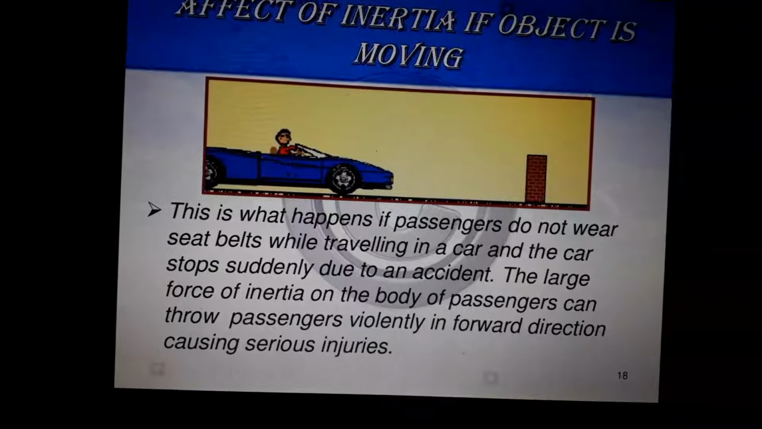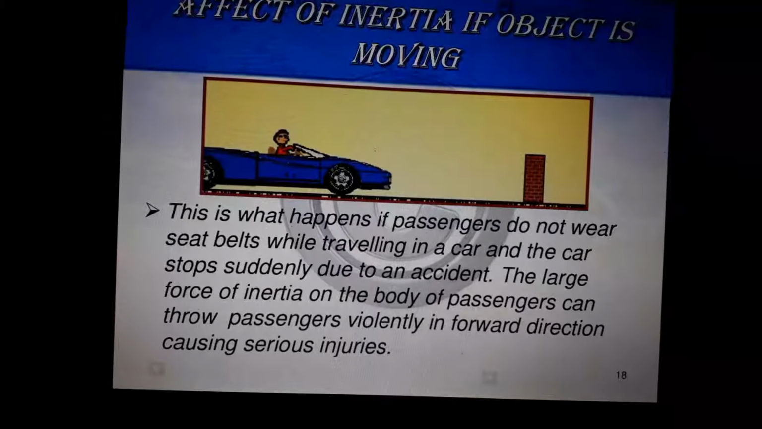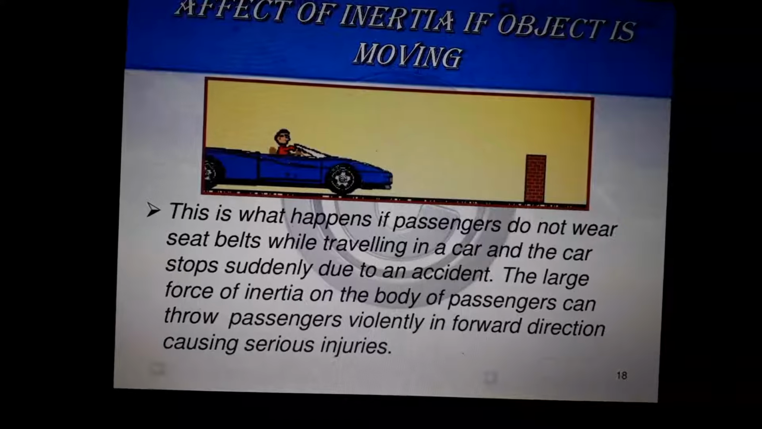Understand? If you are standing in a bus and suddenly the bus driver applies the brakes, what will happen? We will have a tendency to fall forward, isn't it? That is because of the inertia we possess inside our body.